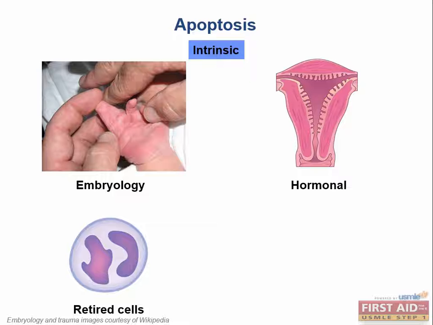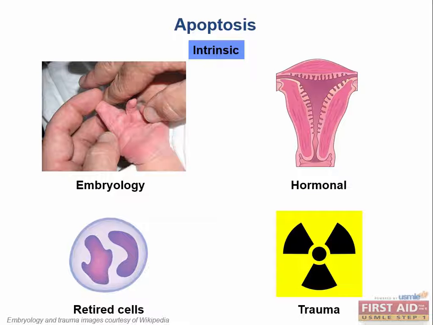The third example of intrinsic apoptosis is in retired cells like neutrophils that have been around a site of inflammation long enough. After about 48 hours, they start to fade away. And they leave actually through apoptosis.